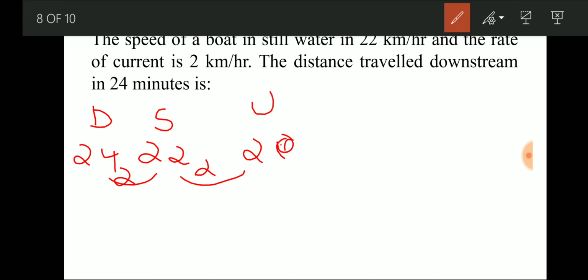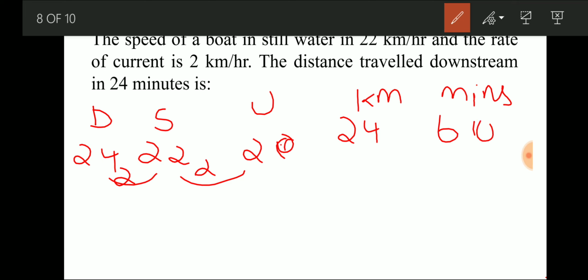The distance traveled downstream in 24 minutes is? We know the downstream speed is 24 kilometers per hour. So 24 kilometers it travels in 1 hour. In 1 hour we have how many minutes? 60 minutes. He's asking you for 24 minutes. How far does it travel?